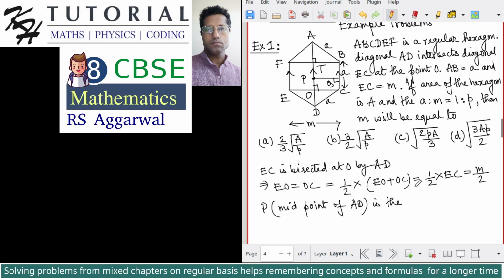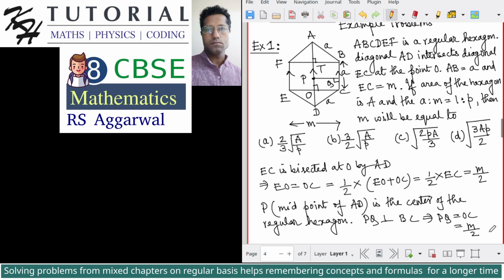So P, the midpoint of AD, is the center of the regular hexagon, and PQ is perpendicular to BC, which implies that PQ will be equal to OC, which is equal to m by 2. So we got the length of the perpendicular from the center of the polygon to one side, which is BC, and it is equal to m by 2.